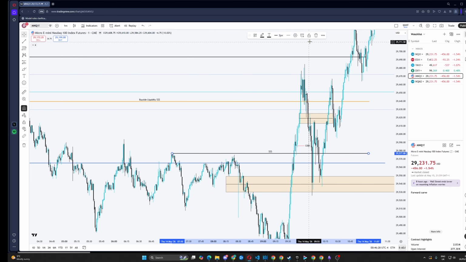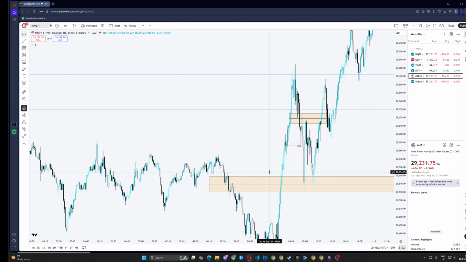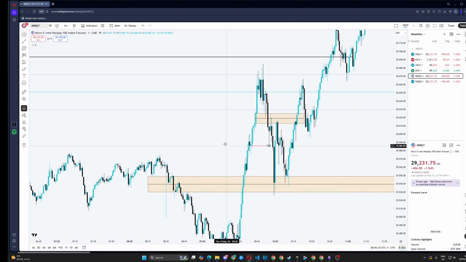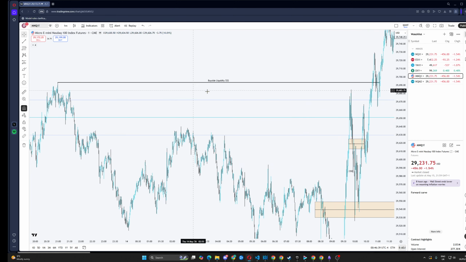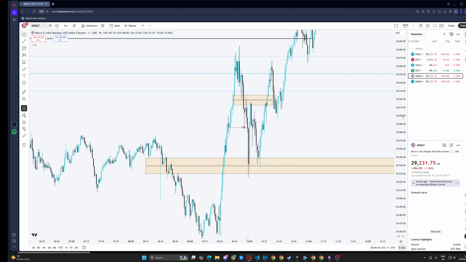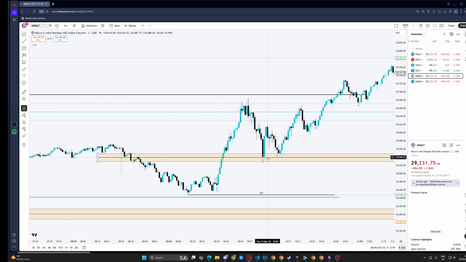So let's just get rid of this and this and this and this. At this point, it could have done anything, but for the reasons that I explained earlier, especially that we made relative equal highs now, it's illogical to expect it to come all the way down here without cleaning this up, right? So now, if you didn't want to take the short, it would be understandable to take the long, right?